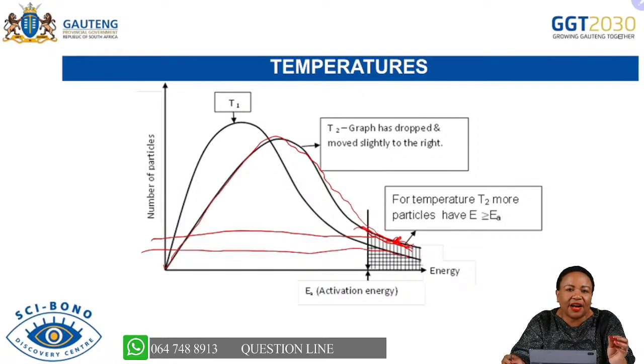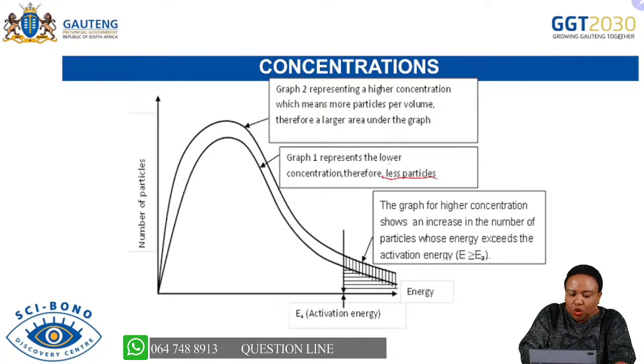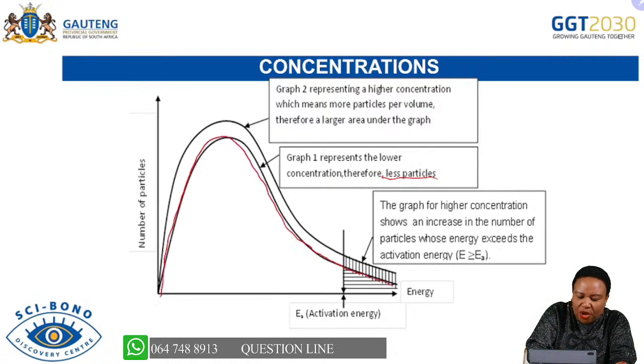So this is the graph that represents the increase in temperature in terms of the Maxwell-Boltzmann distribution curve. Now, what happens when you change the concentration? Remember, these regions also represent the two graphs. When you change the concentration, what will happen? Graph 1 represents the lower concentration, therefore there will be fewer particles. So graph number 1 is this one. This represents before we increase the concentration; this is how our graph looks.